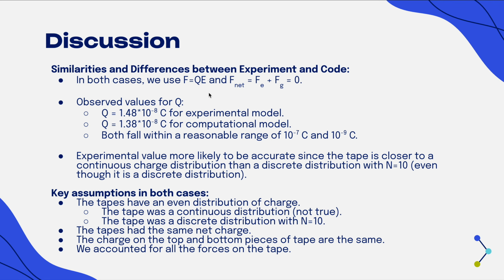So in both cases, we used the same formulas, and they fell within a reasonable range, but the experimental values are more accurate since the tape is more like a continuous charge distribution compared to a discrete distribution, because there are so many atoms inside of the tape.